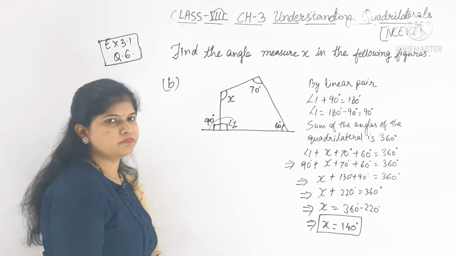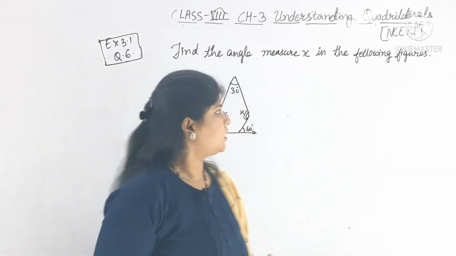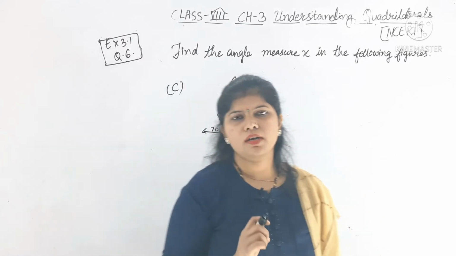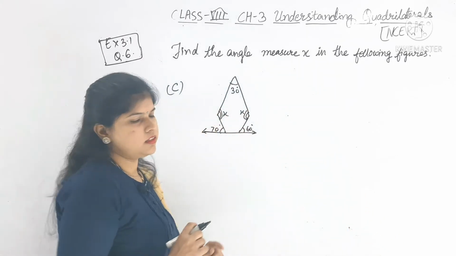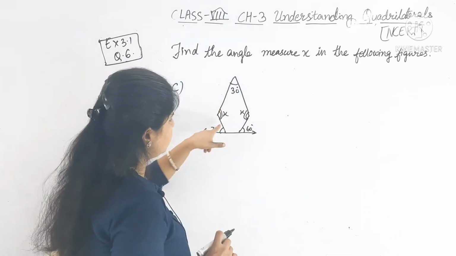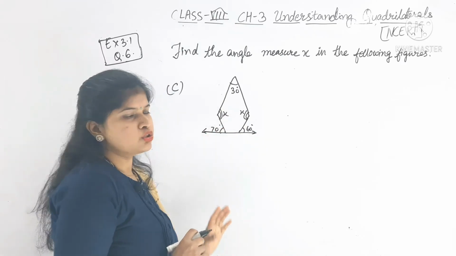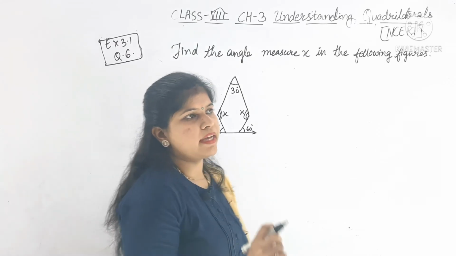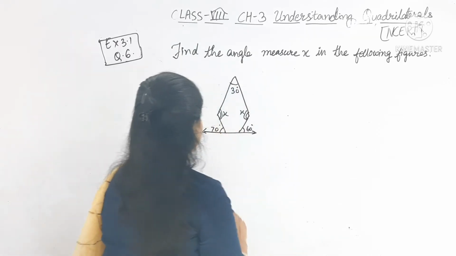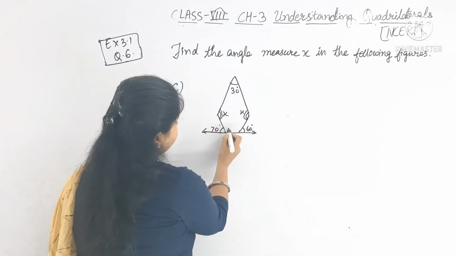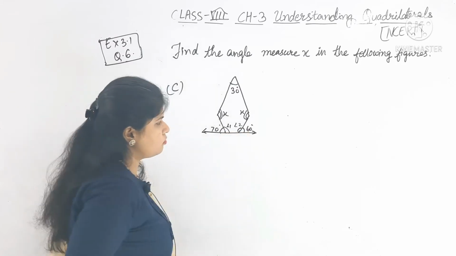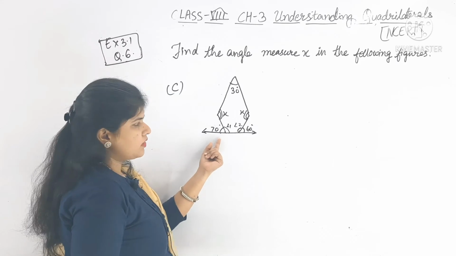Okay. Now students, let's see C part. Okay, it is a different one. This is not a quadrilateral. Here you can see 1, 2, 3, 4, 5. This is a pentagon. So we have to calculate the sum of the angles of the pentagon by the formula. Okay. Here this angle is not given. Maybe I can write angle 1 and angle 2 here. They had given the exterior angle.